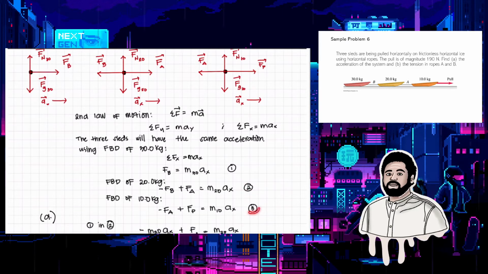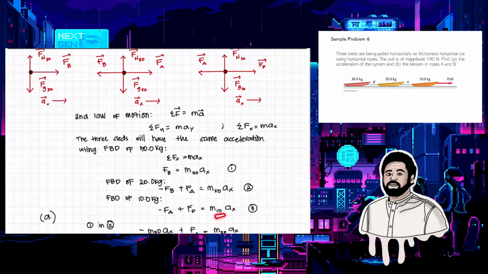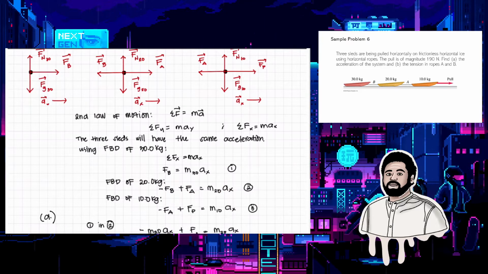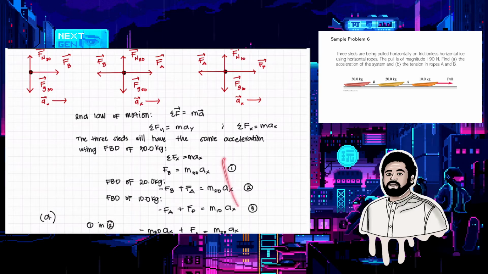And then for equation number 3, I have the FBD of 10 kilograms. So I have negative FA plus positive F pull is equal to M10 times AX. As you can see, in equation 1 I don't know FB and AX, in equation 2 I don't know FB, FA, AX, and in equation 3 I don't know FA and AX. I have 3 unknowns, meaning I should have 3 equations. Well, as you can see, we already have the 3 equations.